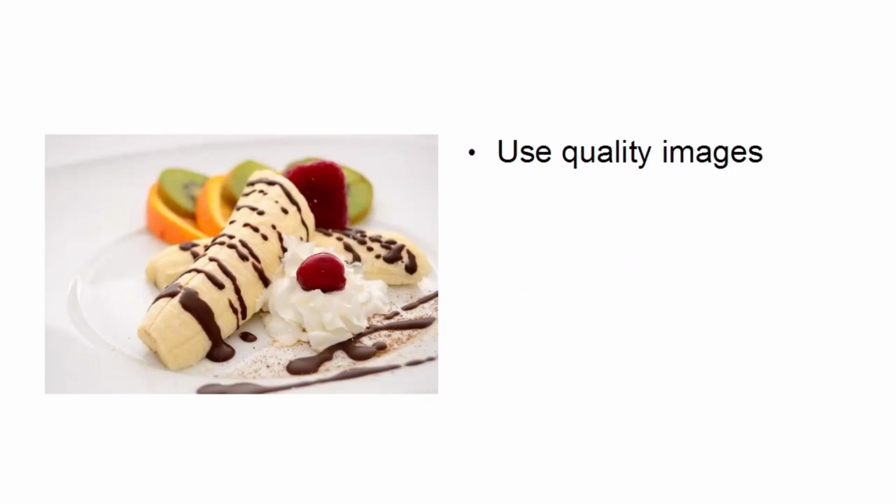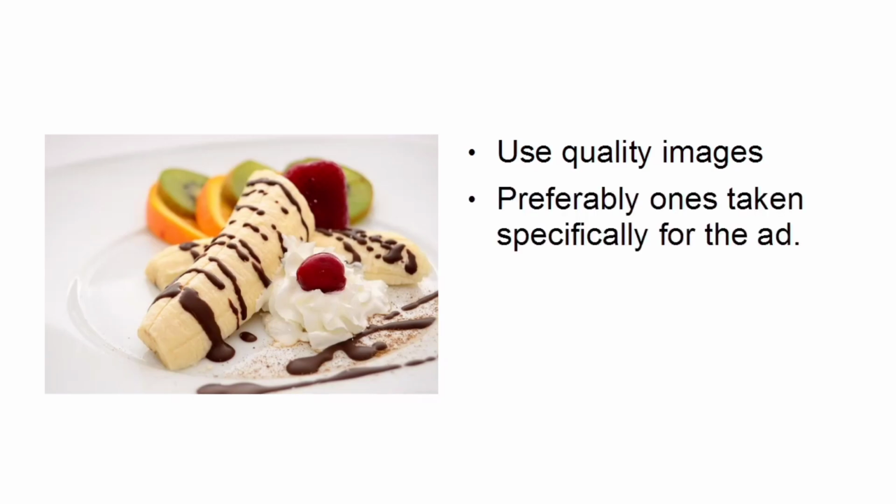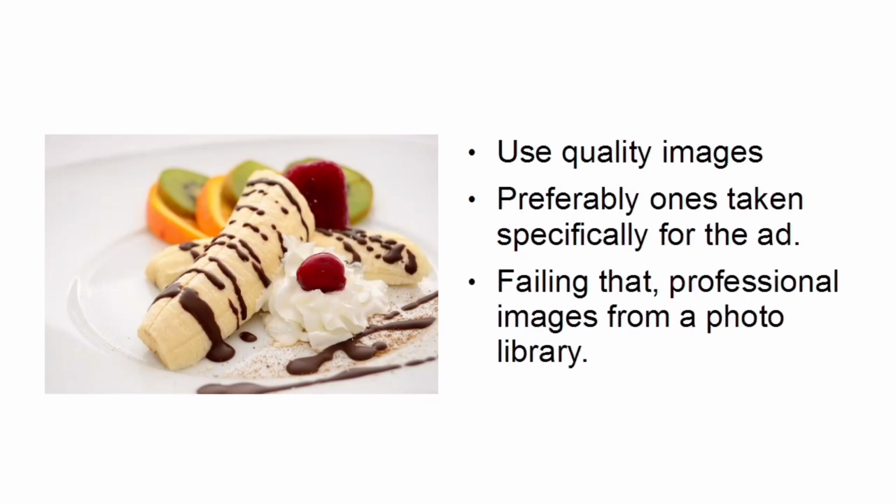Now, when you're advertising on Facebook, you're going to be allowed to have an image on your advertisement. And this is very powerful because it's the thing that people will see before they actually read the text. They'll see the image and the text comes later. That's just the way your brain works. So when you're using images, you should use quality images. Preferably, you should use ones taken specifically for the ad. Or failing that, you want to get some professional images from a photo library, and there are lots of them online.